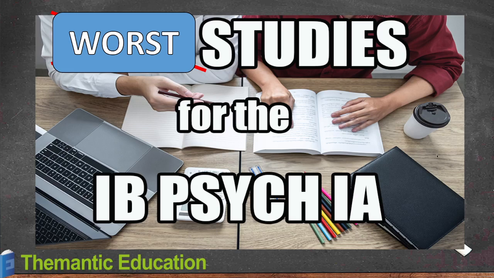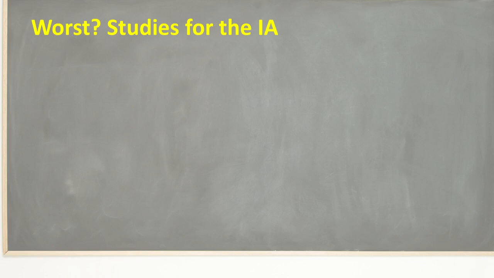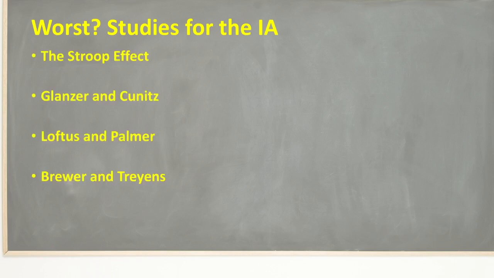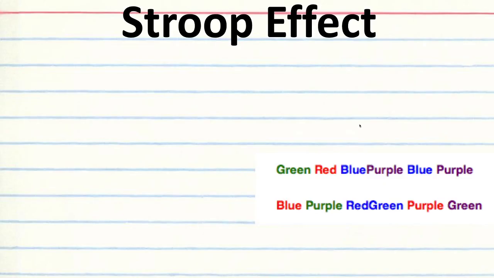In some regards, many of these studies can be perfect, but they're a little bit like walking a tightrope. If you do it well, you'll be very successful. But if you make a slight mistake, it can have big consequences. So we're going to look at the Stroop effect, Glanzer and Cunitz, Loftus and Palmer, Brewer and Treyens, and Anderson and Pichert. I don't know how to pronounce the last name. I've never heard it, to be honest.